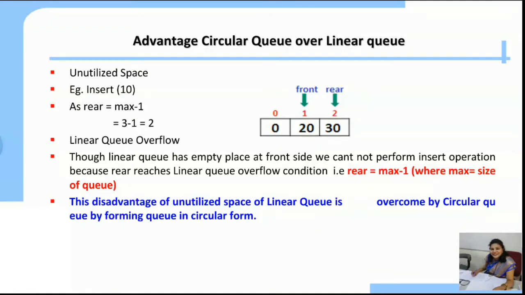This disadvantage of unutilized space of the linear queue is overcome by the circular queue by forming the queue in the circular form. Circular form means what? The front and rear are rotating circularly. If rear reaches the last position, then rear will again come to the 0th position by rotating front and rear circularly.